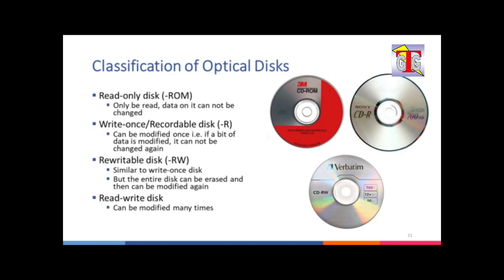Second is the write-once or recordable disks. Write-once disks can be modified only once and read many times. After a bit of data is modified, the bit of data cannot be changed again. Similar to write-once disk, the third in the classification, the rewritable disks can be modified only once and read many times. In addition, the entire disk can be erased. After the disk is erased, the disk can be modified again. Fourth is the read-write disk. Read-write disks can be read and modified many times.